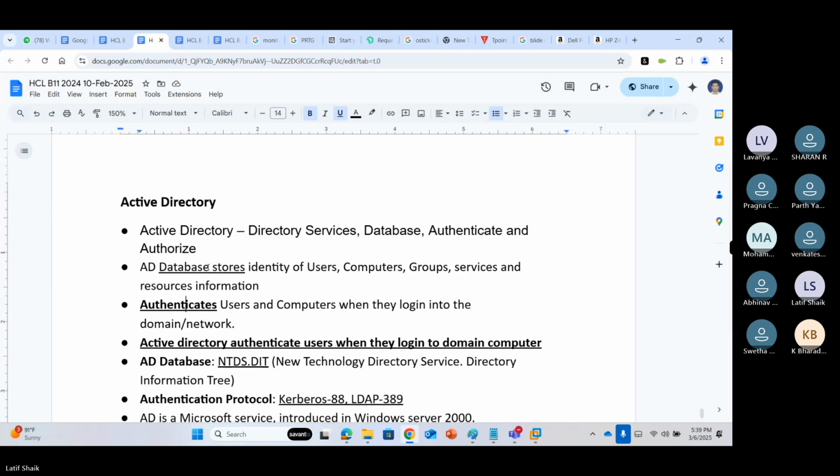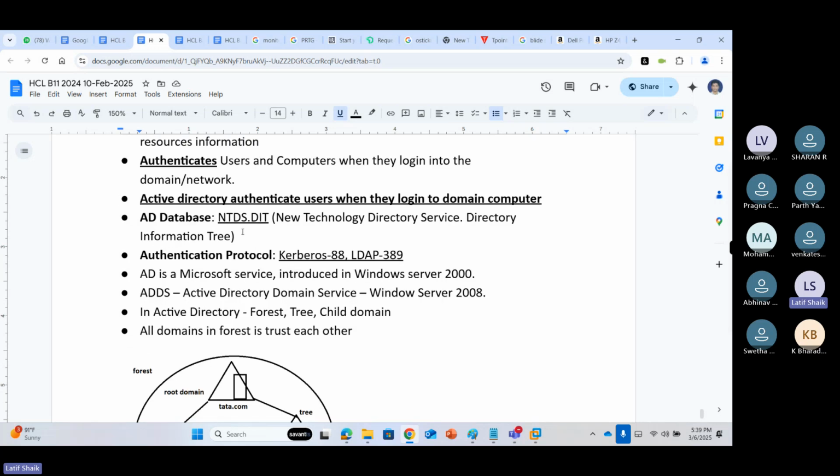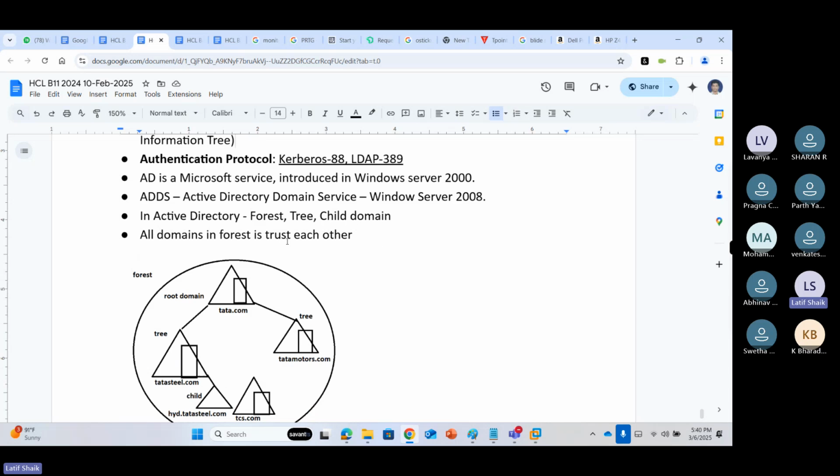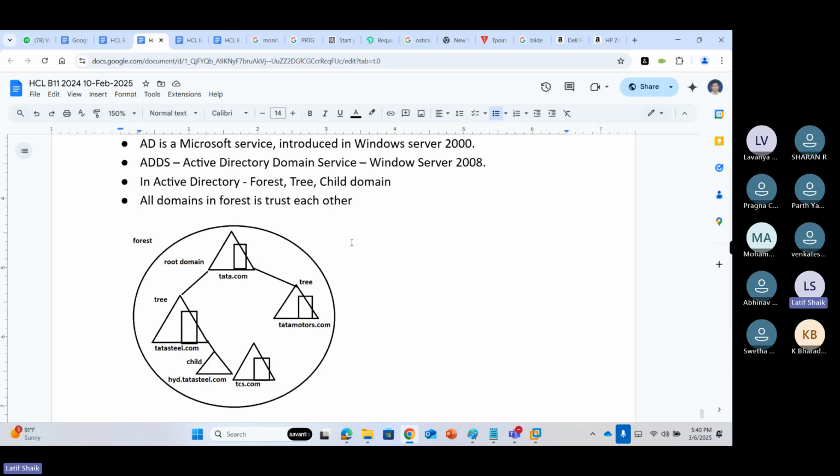Next point, this is important. Up to here is the answer. The last one is the Active Directory database. The database file name is NTDS.DIT. Active Directory authenticates and authorizes users, and that protocol is the Kerberos protocol. The Active Directory architecture contains the concepts of forest, tree, child, and root domain. In the forest, all domains trust each other.